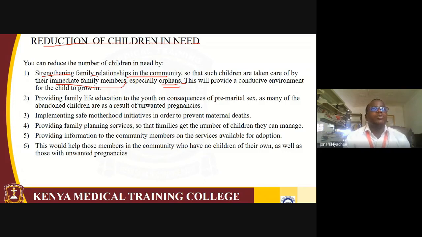Remember, these people did not wish to find themselves in their circumstances. It occurred to them that maybe they became orphans, and therefore they cannot sustain their needs. Also, we can reduce by providing family life education to the youth on the consequences of premarital sex, since many of the abandoned children are a result of unwanted pregnancy. Very important.